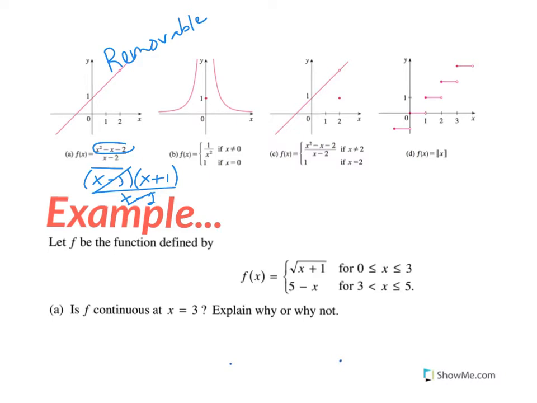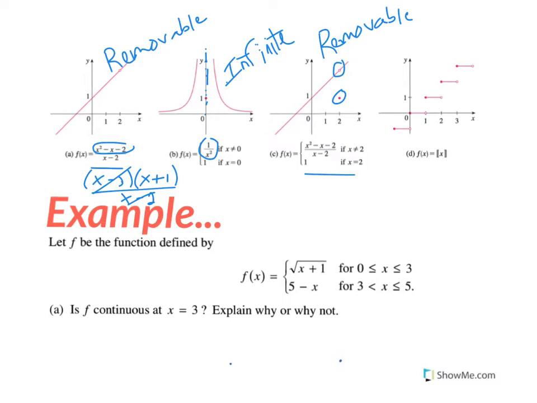Anytime you have asymptotes involved, like in this next case, notice 1 over x squared, there's an asymptote right at x equals 0. Anytime there's asymptotes involved, those are called infinite discontinuities. The third case is another case of removable. In fact, this is a case where it's removed but also placed in a different spot. You're just defining it somewhere different. So that's another case of removable.